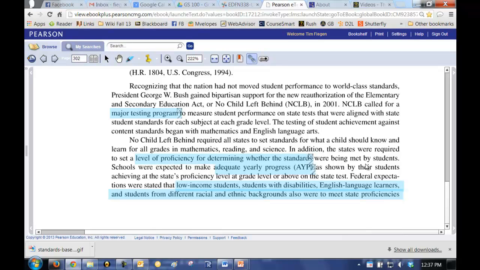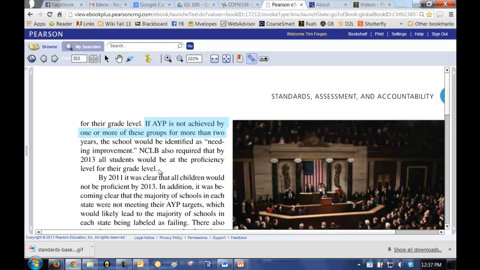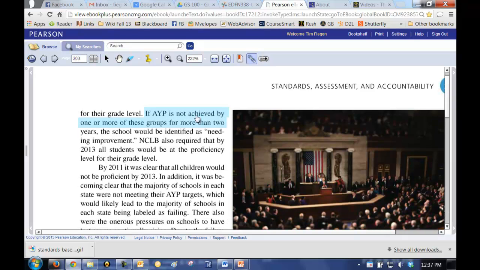The federal expectations stated that 1. Low-income students, 2. Students with disabilities, 3. English language learners from different racial and ethnic backgrounds were to meet state proficiencies. Okay, very good. If AYP is not achieved by one or more of these groups for more than 2 years, the school would be identified as needing improvement. No Child Left Behind also required that by 13, all students would be proficient at their grade level.